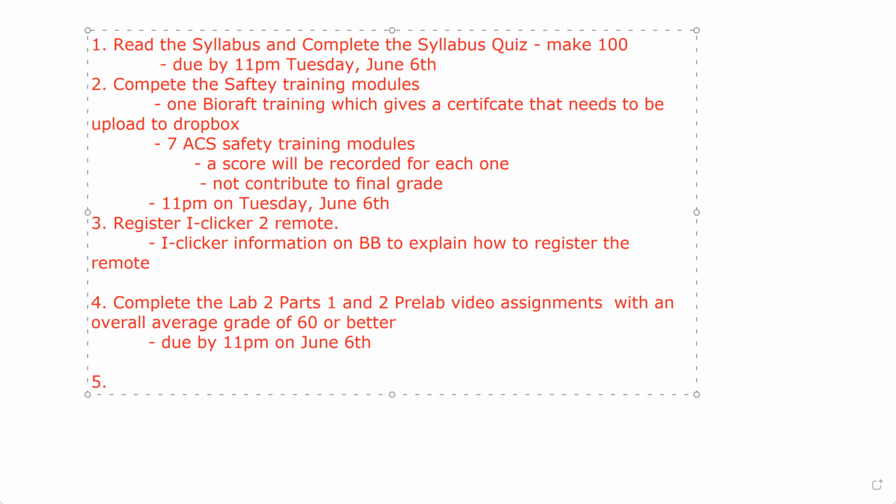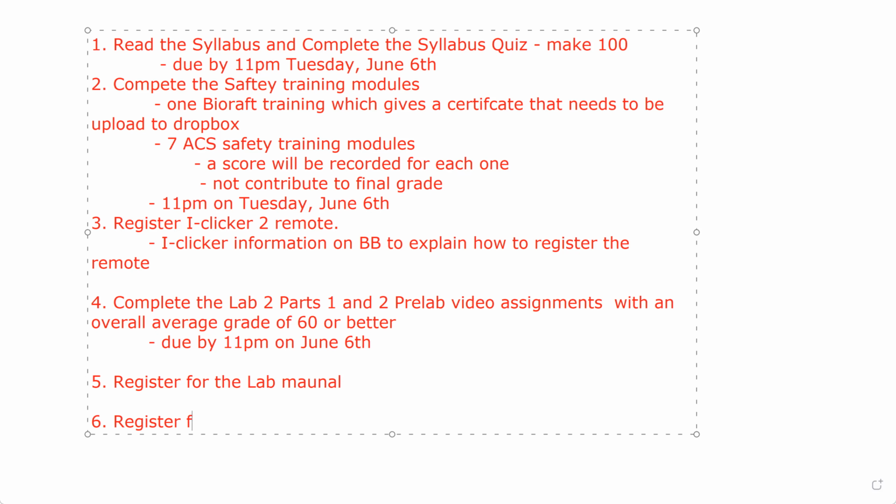Also, register for the lab manual and register for the Lab Archives e-notebook. Hopefully this was a helpful overview of what's required for the course, what you should be working on at the beginning of the course, so that we all are successful and get through this General Chemistry 1 lab course.